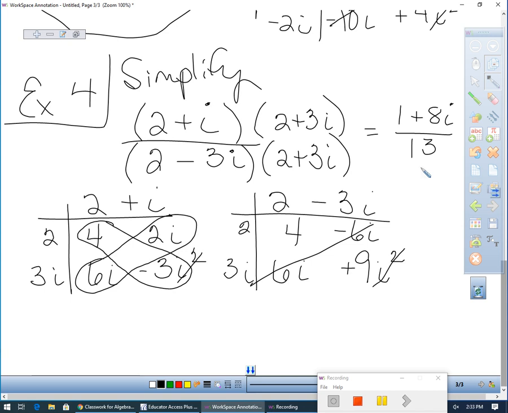Questions? Okay. You write the conjugate the same. So when you go to do the FOIL, like the bottom, I'm going to write. Yep, conjugate's exactly the same. Yep.